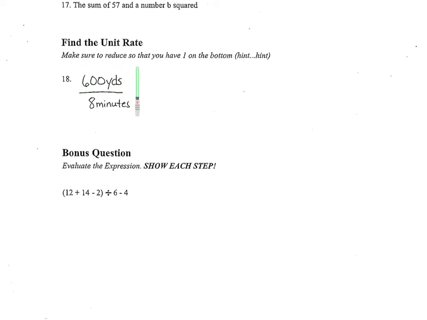It says make sure you reduce so that you have 1 on the bottom. Hint, hint. All right. You have 600 yards in 8 minutes. Okay, so we just simply need to reduce this. If you were to put this in your calculator as a fraction using the ABC button and hit enter, it should reduce it for you. All right.